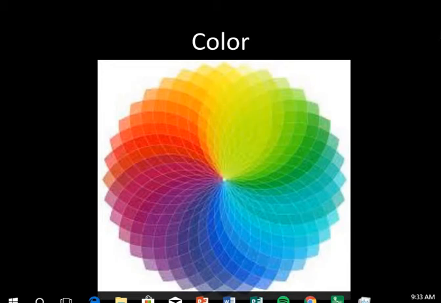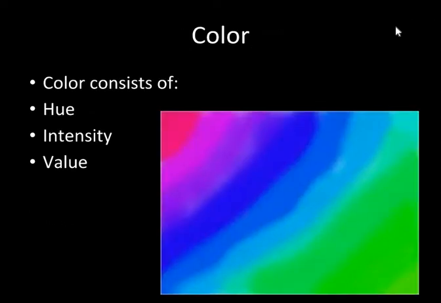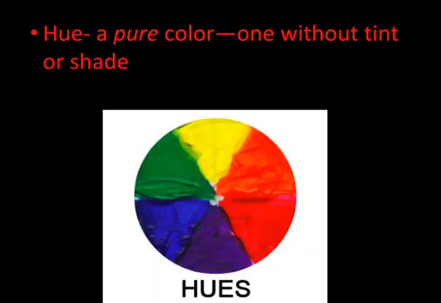This week we are talking about color. Here are some of the vocabulary words we're going to cover in this unit. So color simply consists of hue, intensity, and value.